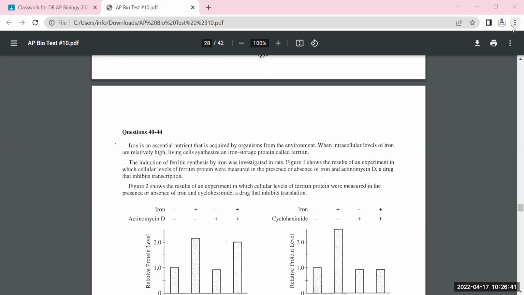Figure 2 shows the results of an experiment in which cellular levels of ferritin protein were measured in the presence or absence of iron and cyclohexamide, a drug that inhibits translation.